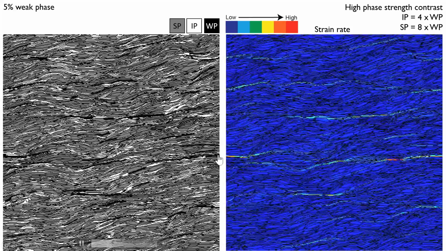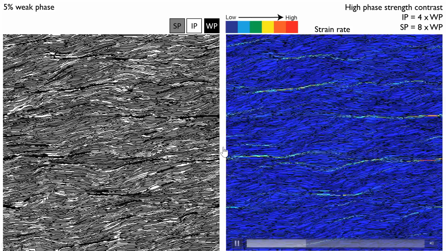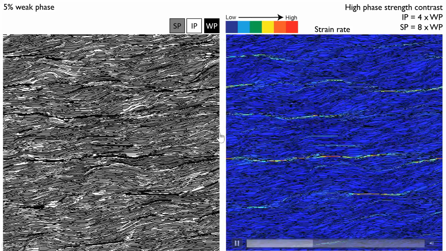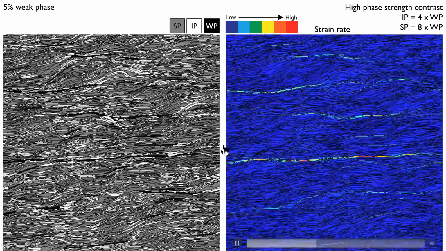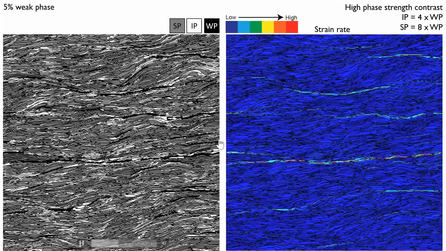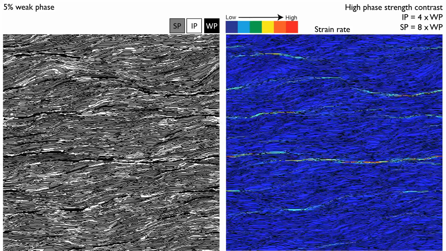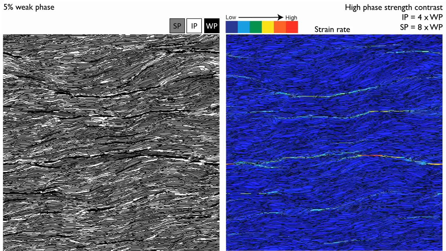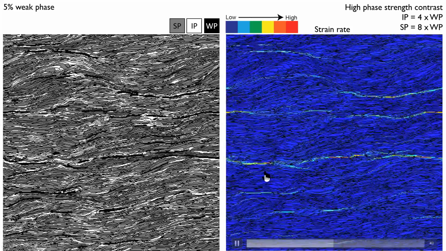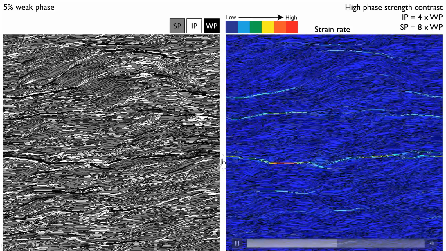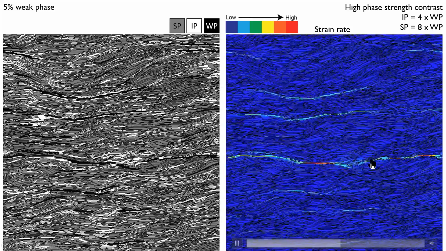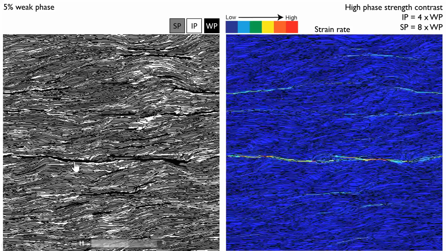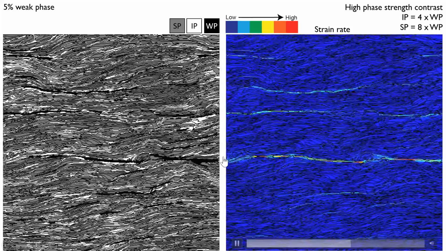The layers of weak phase slowly connect up with each other. And the way that they do this is that there's high stress at the interface of the weak phase layer and the strong and intermediate phase regions. So that high stress at the tips of the weak phase layers causes those weak phase layers to link up. And that's something that's been suggested in the literature before. You can see that here we start to develop a through-going shear plane that's localizing a lot of the strain rate, and that's defined by a layer of weak phase.